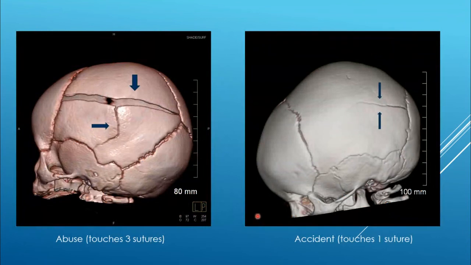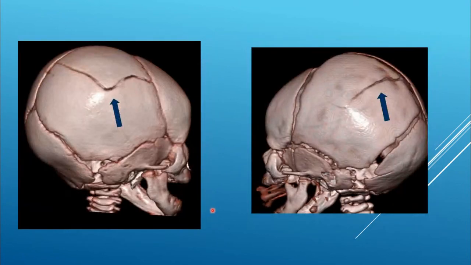In these images here on the left, we can see an abusive situation where this fracture is diastatic, has multiple terminal ends, and contacts the coronal suture here, the temporal suture here, and the lambdoid suture here. On the right, we can see an accidental fracture that only contacts the lambdoid suture. So just looking at these 2 images, you can see the difference in the force and energy behind the 2 etiologies, accidental and abuse.